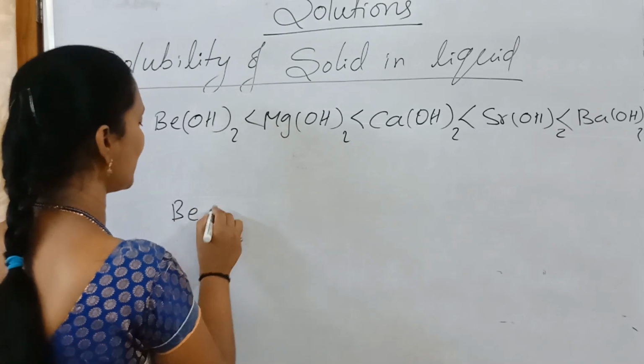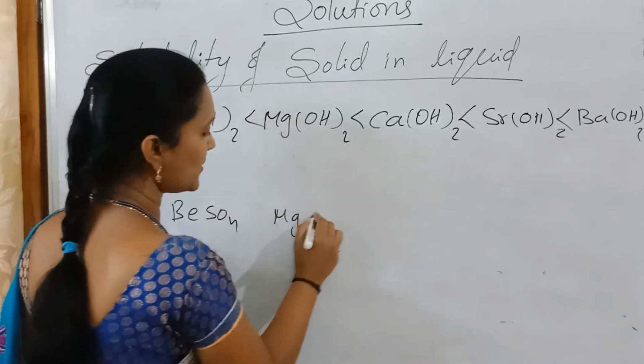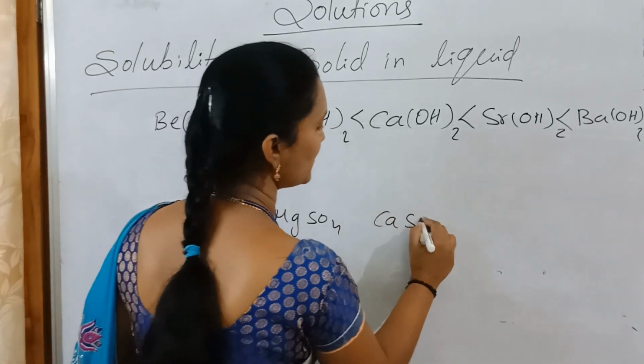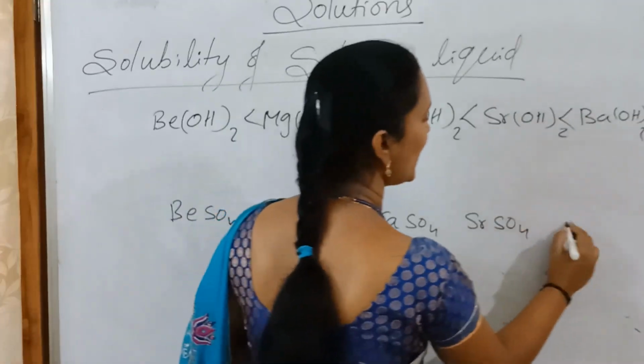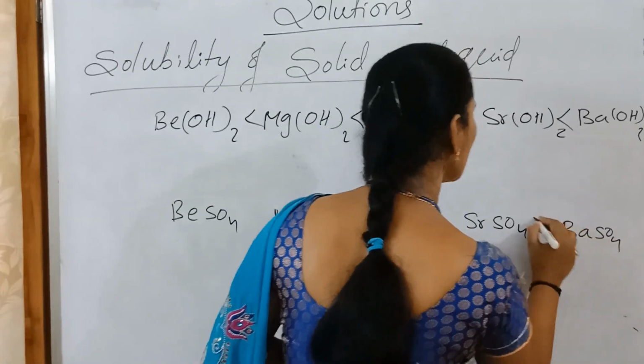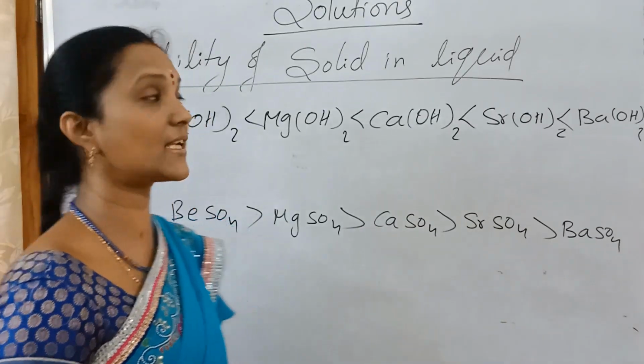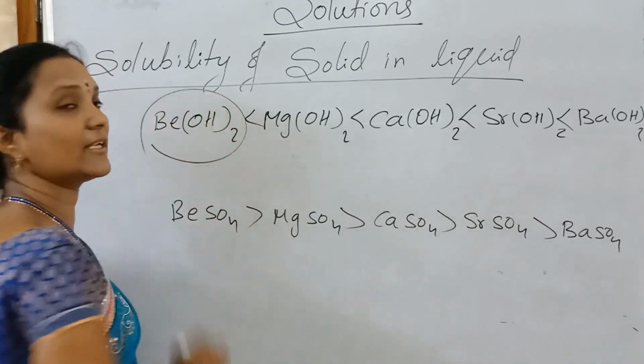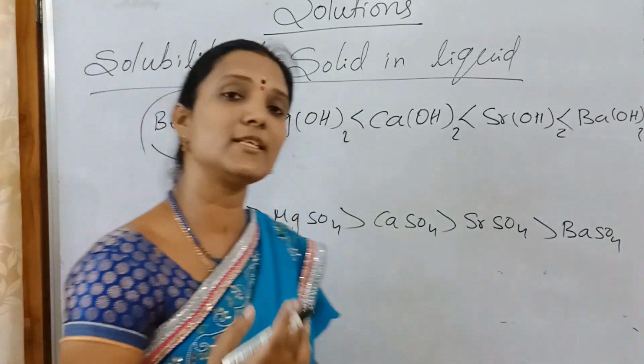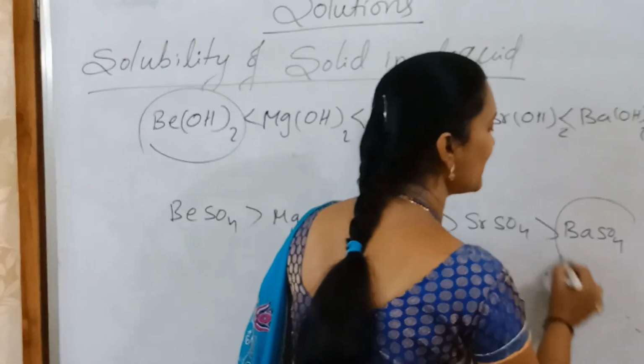Same group, sulfates: beryllium sulfate, magnesium sulfate, calcium sulfate, strontium sulfate and barium sulfate. Down the group, solubility decreases. The following is the insoluble hydroxide, a very important question: that is beryllium hydroxide. The following is the insoluble sulfate: that is barium sulfate.